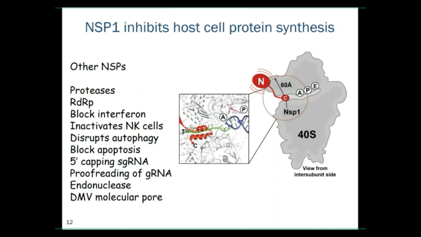It disrupts autophagy, it blocks apoptosis. One of them caps this subgenomic RNA, allowing it to be read. It's a truly astonishing virus in that it proofreads its genomic RNA to see there are no mistakes. And if there are mistakes, it cuts them out with an endonuclease. And you'll see there's a thing called a double membrane vesicle. It puts pores in them. So these proteins perform really important functions.